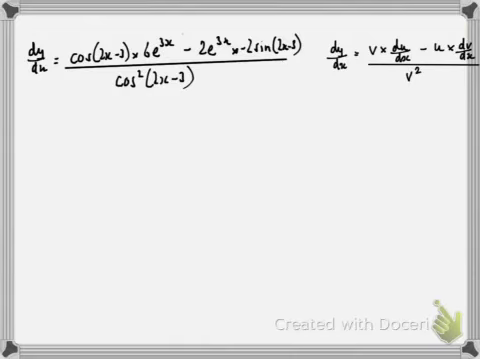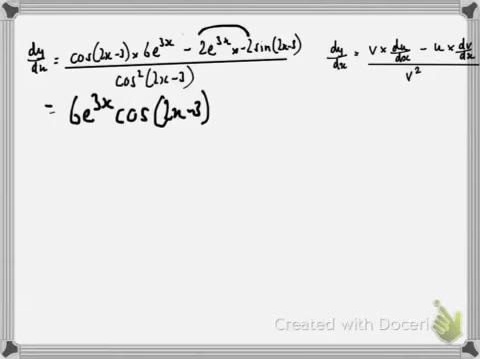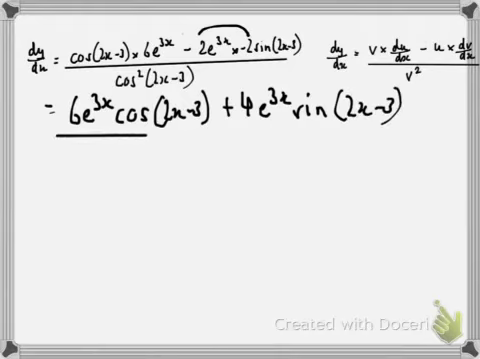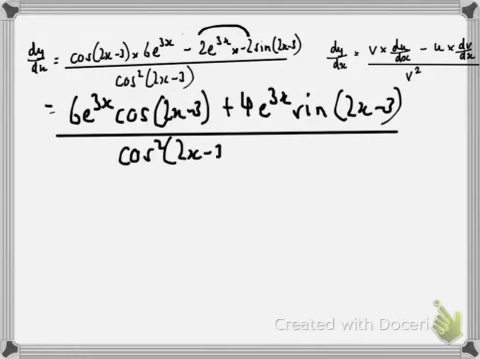Let's tidy up the numerator now. Equals, bring the 6e to the power of 3x out in front of the cos 2x minus 3. Here we've got a multiplication, we've got a negative 2 times a negative 2, so we've got a plus 4e to the power of 3x sine 2x minus 3, over our denominator, which is cos squared 2x minus 3.